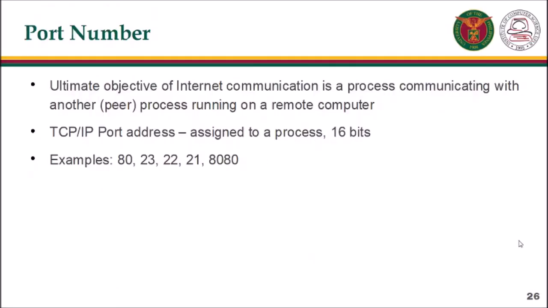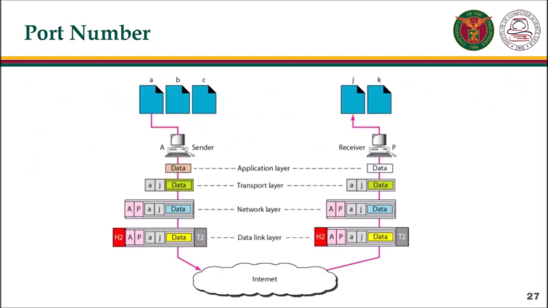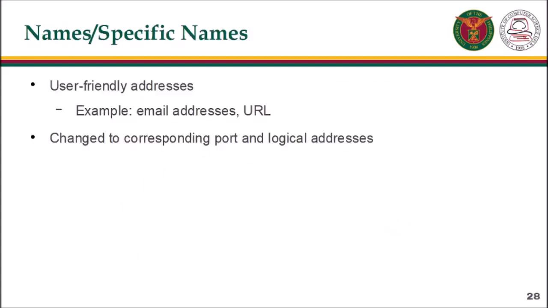The objective of internet communication is a process communicating with another process running on a remote computer. Port numbers, which are 16-bit numbers, are used by processes as addresses. Here, process A sends a message to process J. Specific names are used in the application layer as user-friendly addresses. Examples are email addresses and URLs.